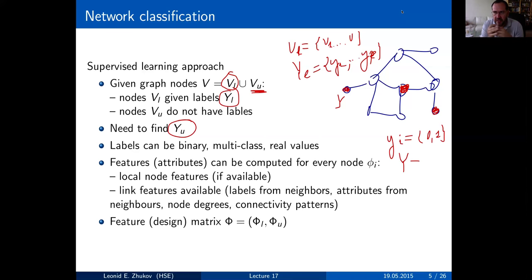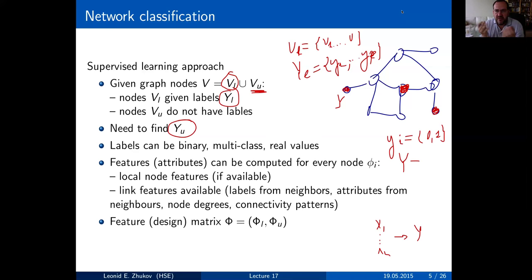In general, the label on the node will depend on the node attributes. It's again machine learning stuff. You have a bunch of attributes or features, typically x1 through xn, and there is a label that corresponds to the node. So, a bunch of features and a label.